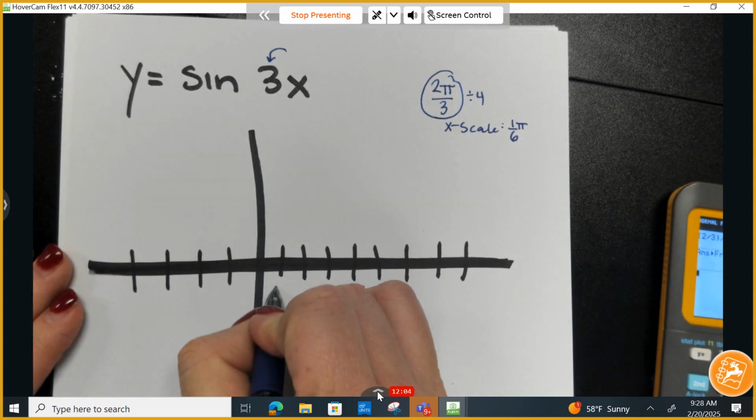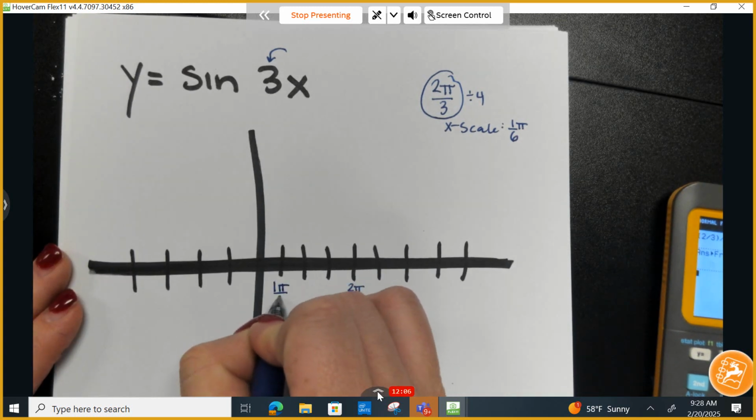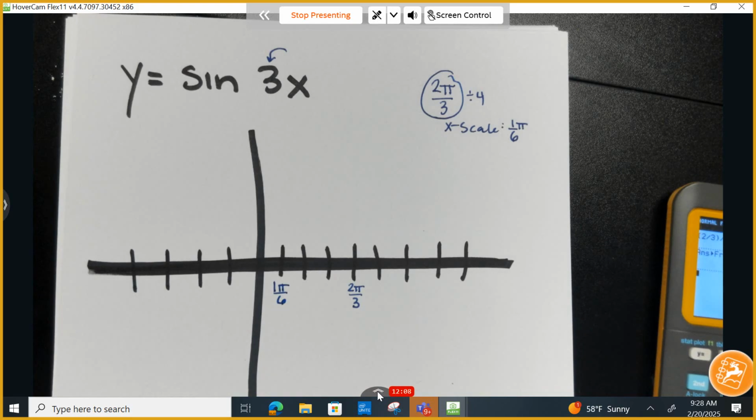So let's come over here. This is 1 pi over 6. Turn to your partner. Let's pretend your partner was not here yesterday. How can you use a calculator to only find step 2 and step 3? Ready, get set, go. Talk to your partner. How do we use a calculator?